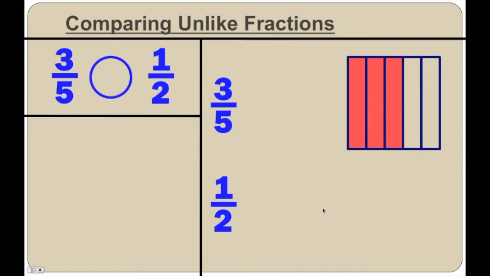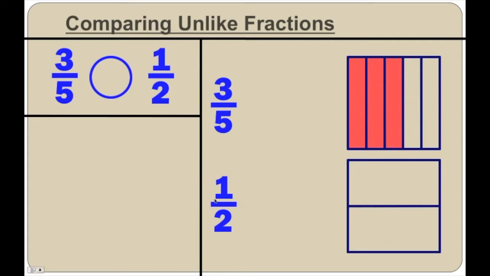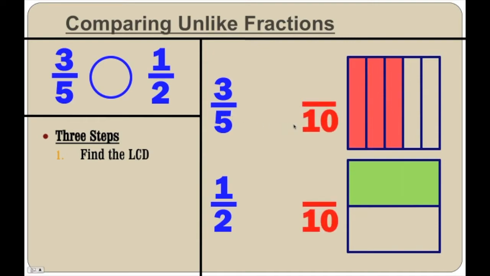And here we're going to have 1/2. We'll do the same thing. We'll take one whole over here, and we're going to have it represent 1/2. So we'll break it up into 2 total pieces, and of the 2 total pieces, we'll shade 1 of them. So now we've got 3/5 here and 1/2 here. But they're unlike, so we have to make sure that we follow the 3 steps. Step 1 is to find the LCD. So what's the LCD for these 2 fractions? Well, the least common denominator is 10.